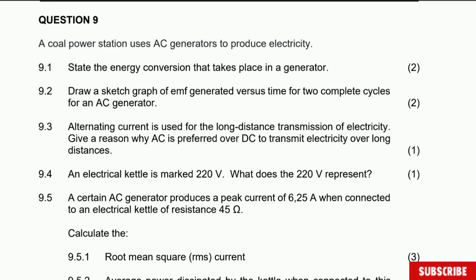This question said a coal power station uses alternating current generators to produce electricity. State the energy conversion that takes place in a generator. And guys, remember, in a generator, the conversion is mechanical energy is converted to electrical energy. So mechanical energy converted to electrical energy, and you'll get 1 mark for that.